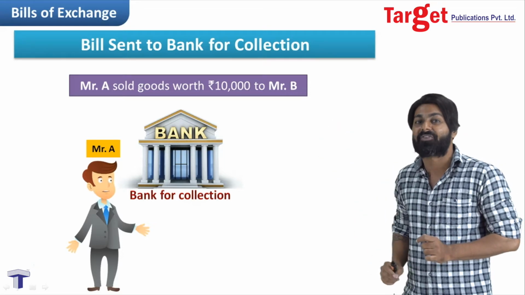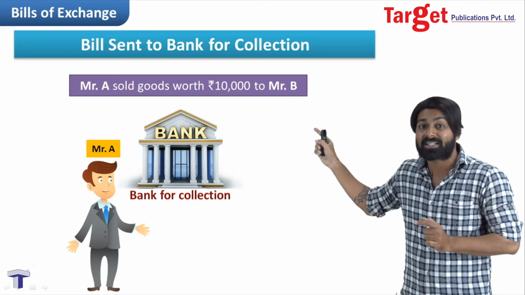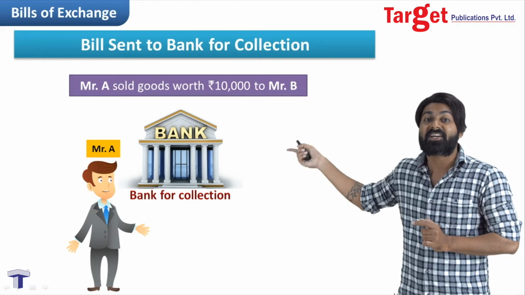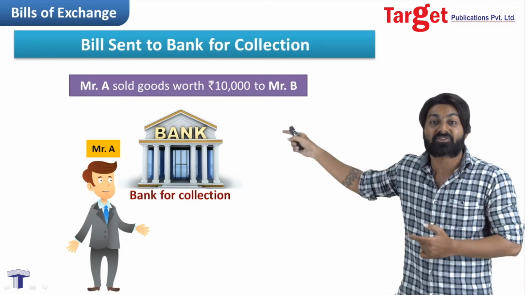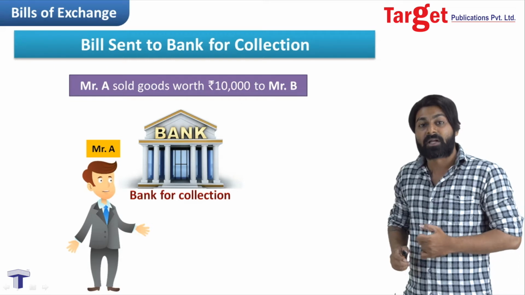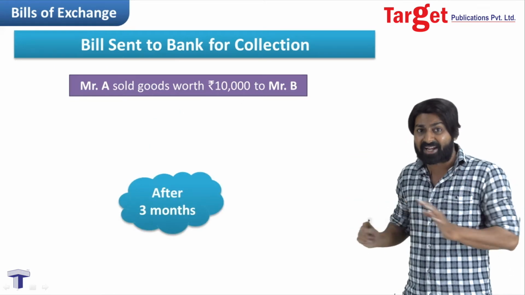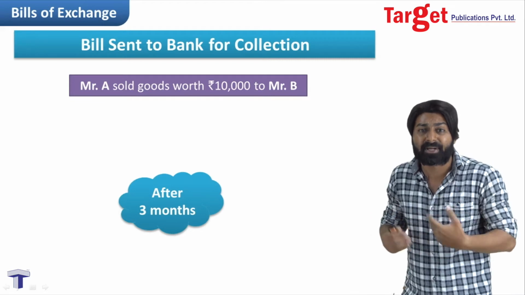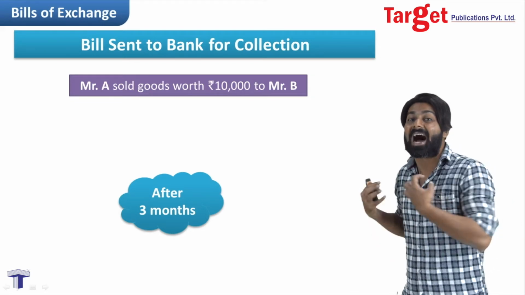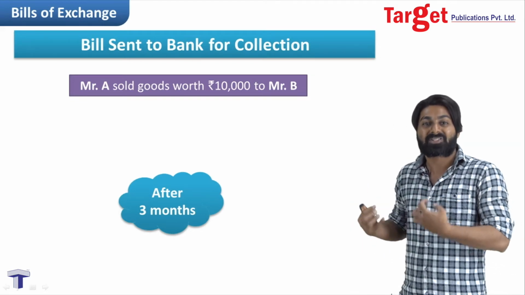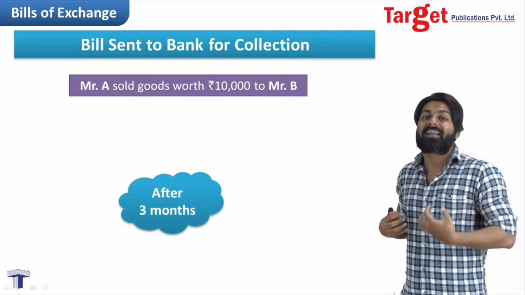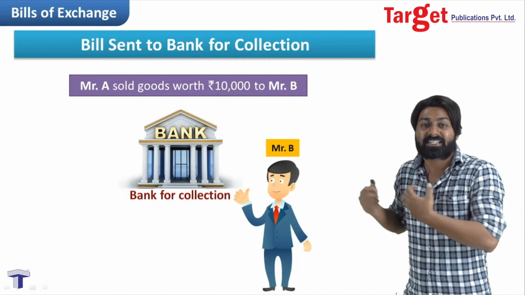In case of discounting of bill, you remember what was happening there? The bank immediately, at that time, took money out of its own pocket and gave it to whom? It gave it to Mr. A. But here, even the bank will have to wait for 3 months because here the bank is just playing a role of an intermediary. Bank is just our representative. Bank is going on our behalf and collecting cash from each and every drawee.